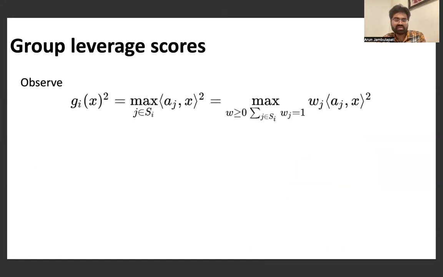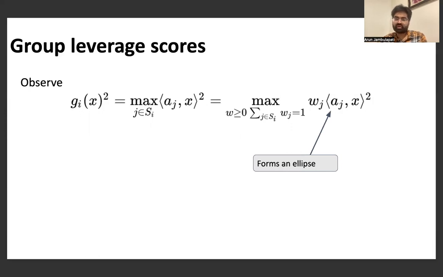Okay, so our first observation for our group leverage scores is that we can write our function g sub i in this variational form. We can convert this maximization over a subset to be a maximization over some weights that live on the simplex induced on that subset. Now, the point is, for any fixed value of W, this function inside is an ellipse in x. This forms some sort of ellipse, x transpose A W A transpose x, for any fixed value of W.